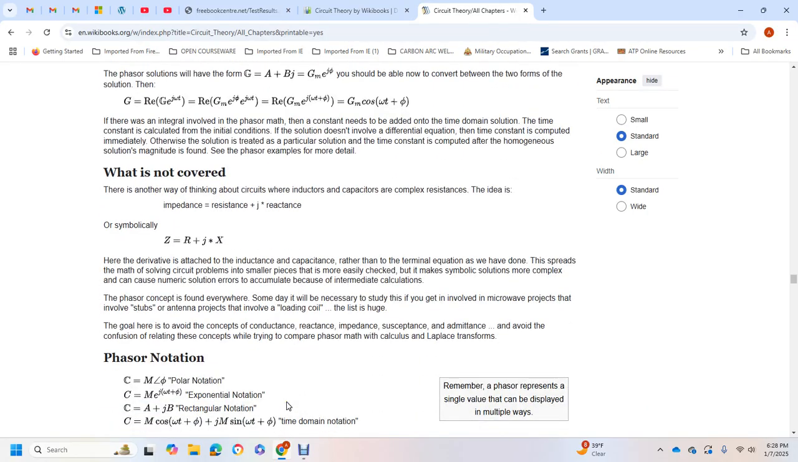Another way to think of the short circuit with the inductive and the capacitor is complex resistance, the idea of impedance equal to the resistance plus j times the reactance. Symbolically, impedance is equal to the resistance plus j times ω for the derivative attached to the inductance or capacitance, rather than the terminal equation.